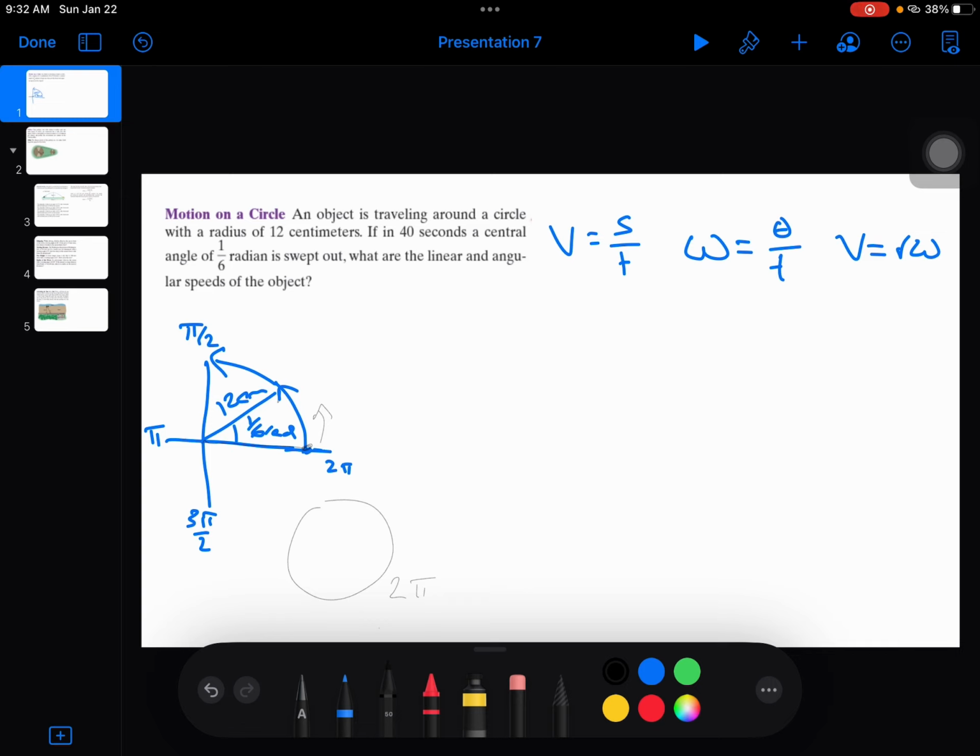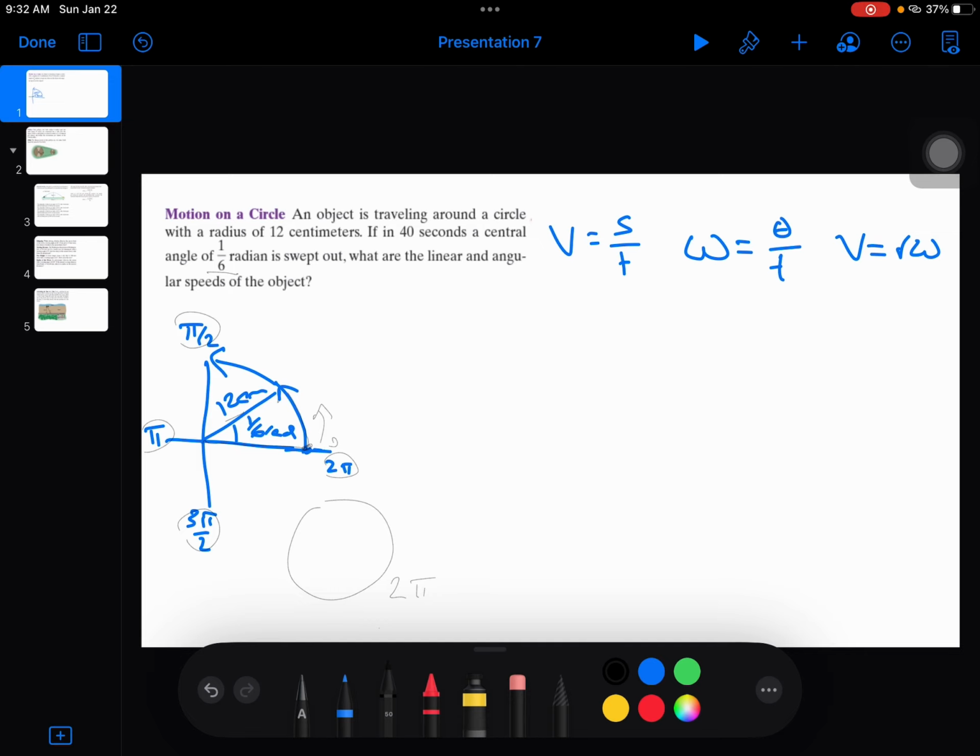And then we've got those milestones here where pi over 2 is 90 degrees, pi is 180 degrees, 3 pi over 2 then is 270 degrees, and 2 pi is 360 degrees, but it's also 0, it's a starting point. And then that tracks around and around, as we could also look at the parts of a right triangle as they make sine and cosine waves, but that's another video entirely. So the question asks, if we have a radius of 12 centimeters and the object moved 1/6 radian in 40 seconds, then what's the linear and angular speeds?